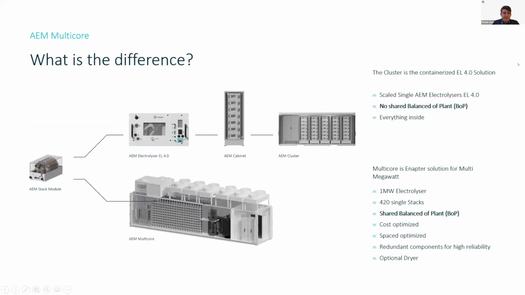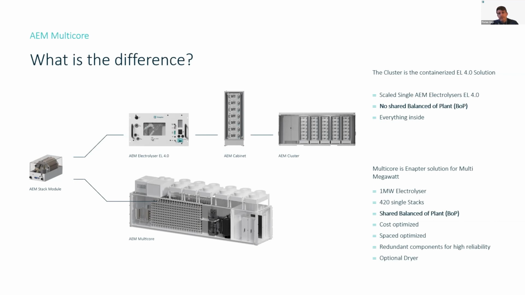So these are our products here. On the left side, you can see our stack module, which will go in our EL 4.0, then in the cabinet, and then in the cluster. The Multicore works different. So we have not the AEM electrolyser EL 4.0 in our container. We have only the heart from this electrolyser in our container. We have the heart, the stack, and we have multiplied this by 420.